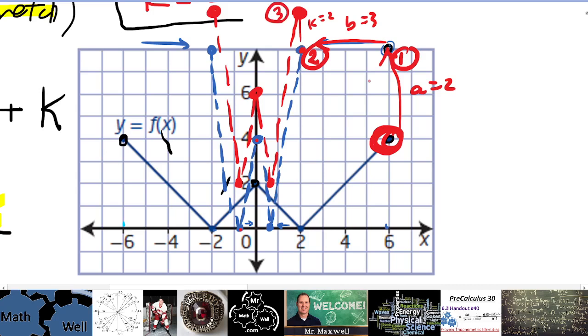h was 0, right? So guess what? Our new point, and this is actually pretty important, the original point was 6, 4. You see that? Our new point after these transformations is what? Well, no, it's actually got to go 2 over first. 2, 10. 2, 10. Okay? That make sense?